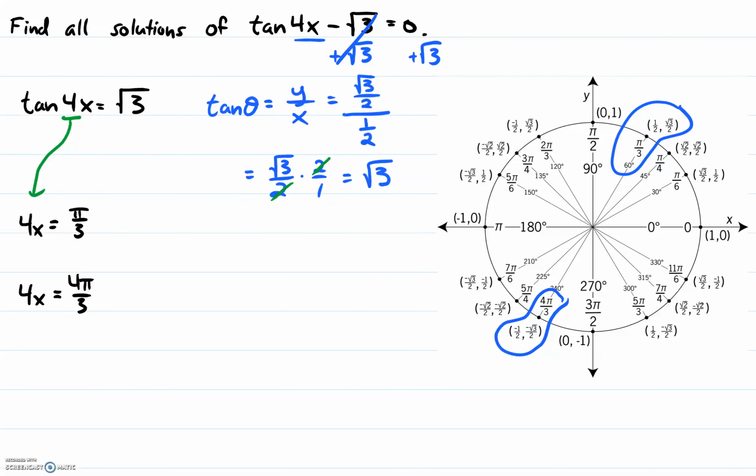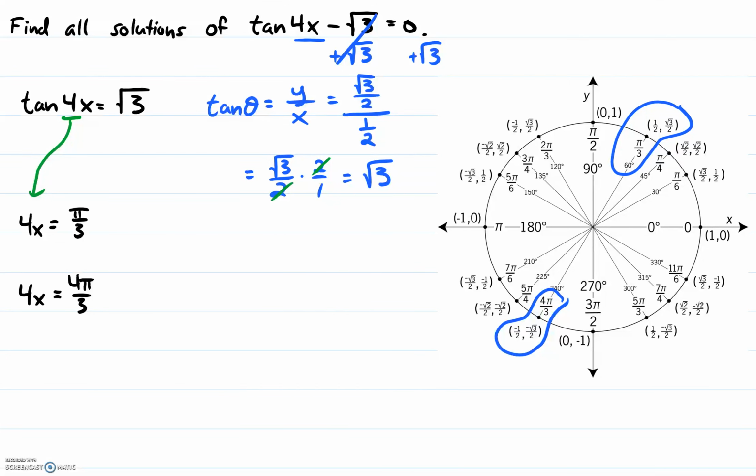We still need to solve for x, so we're going to divide everything by 4. And so that's the extra step for problems like this. Now, there is still something else. Notice we don't have a beginning and an ending point or an interval that we're looking for solutions on. So we're looking for all possible solutions. So again, that infinite number of solutions.